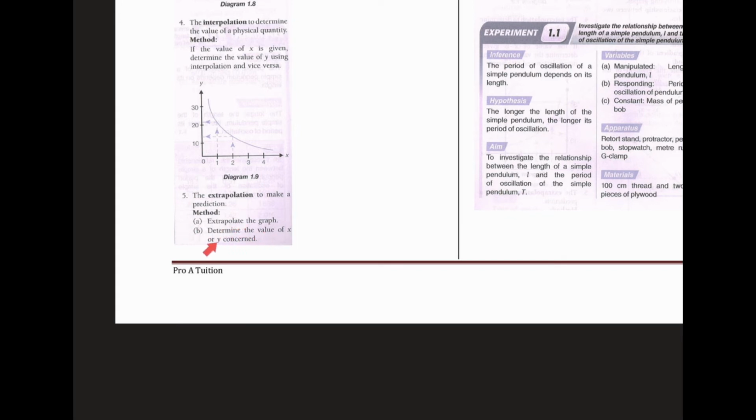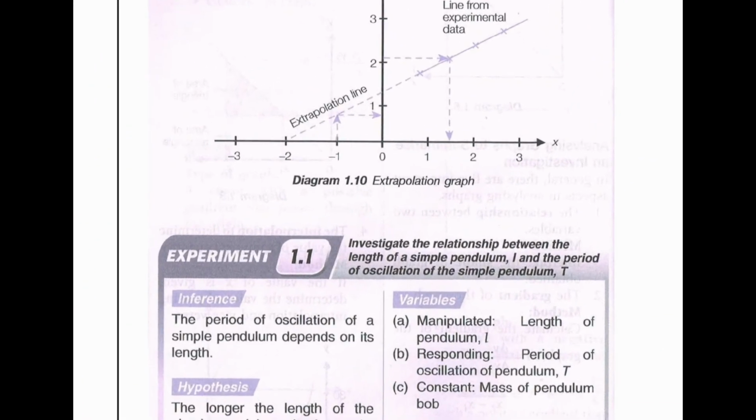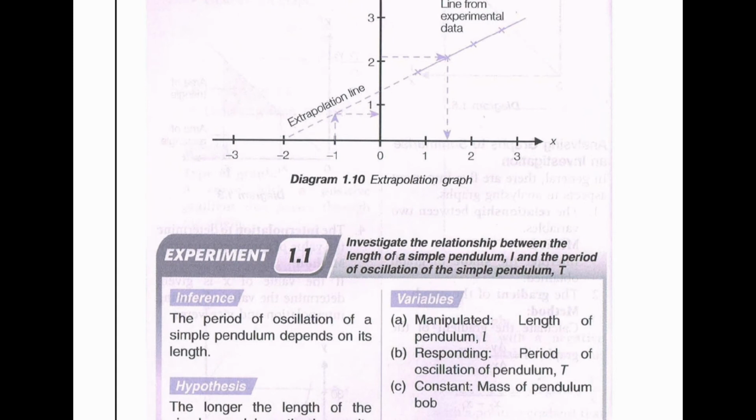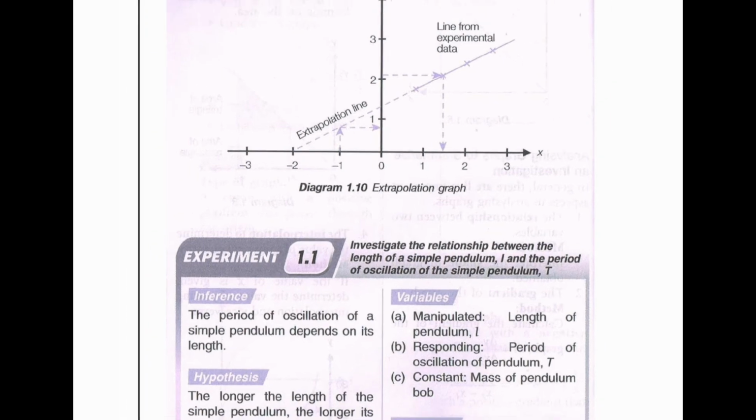So you extrapolate the graph, and after that, let's see the next point. Determine the values of x or y constant. You do predictions of value. Let's say x is -1, you bring to the extrapolated line and you find out the corresponding values of y. So this is extrapolation, where it involves 2 steps. Make the line longer and then predict the corresponding value of y. Compared to interpolation, we don't make the line longer, we don't make the graph longer. So that is the difference.